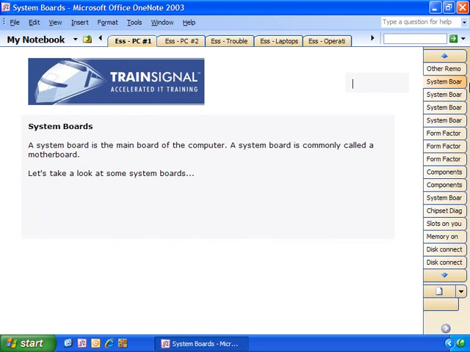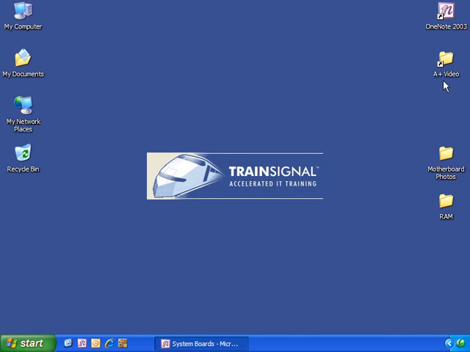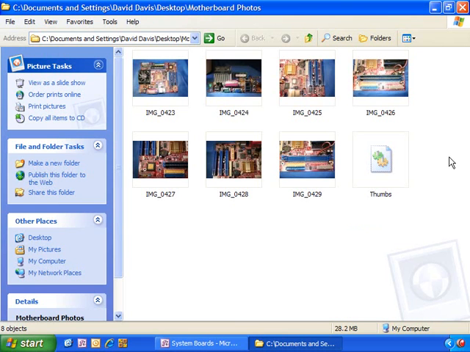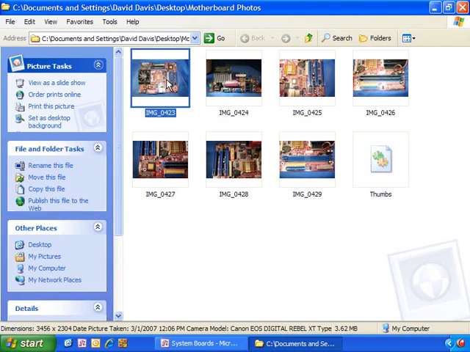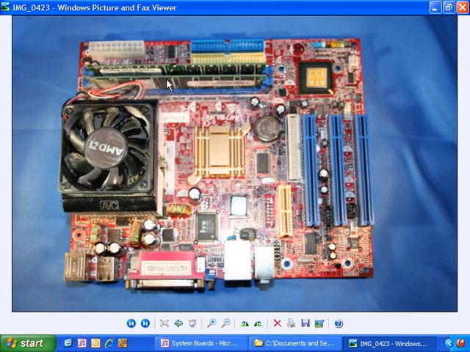All right, now let's take a look at system boards. A system board is the main board of the computer. A system board is commonly called a motherboard. So let's take a look now at some motherboards. All right, I have here some photos of motherboards.